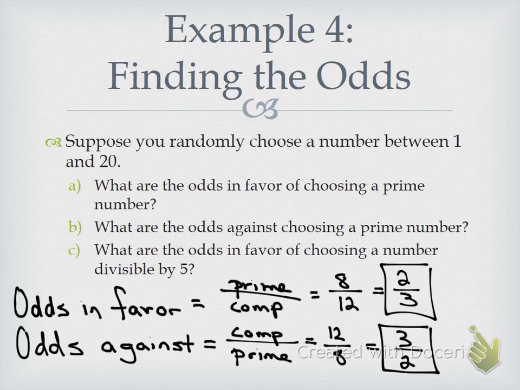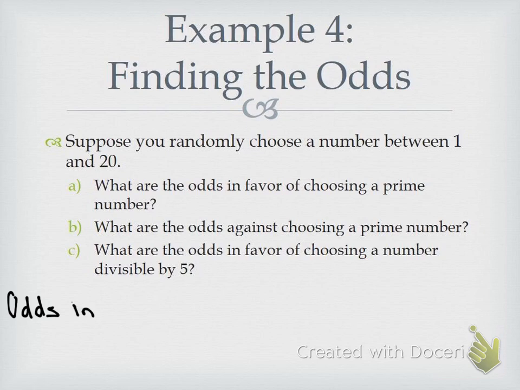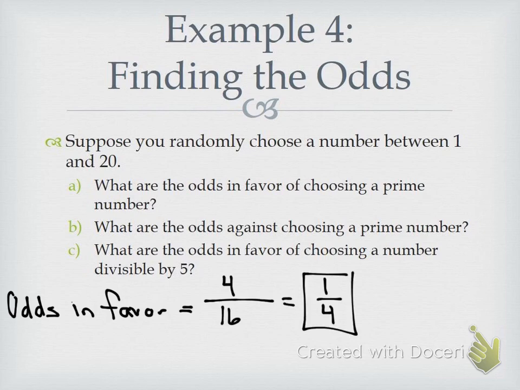I want you to answer C. Now, odds in favor or against? Odds in favor of choosing a number divisible by 5. So how many numbers are divisible by 5? 4. So that's favorable. If there are 4 numbers that are divisible by 5, how many aren't? 16, so 1/4. Okay? Odds are favorable versus unfavorable. We're not dealing with totals. All right, guys. If you understand that, it's everything you need to know for 6.7.